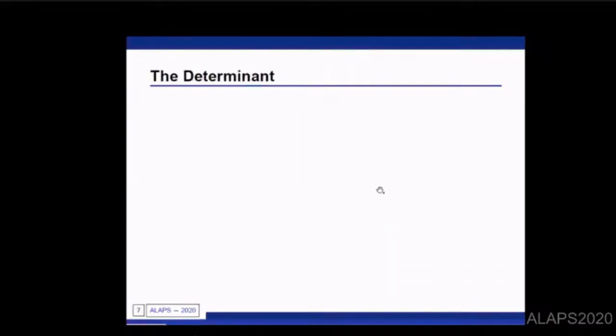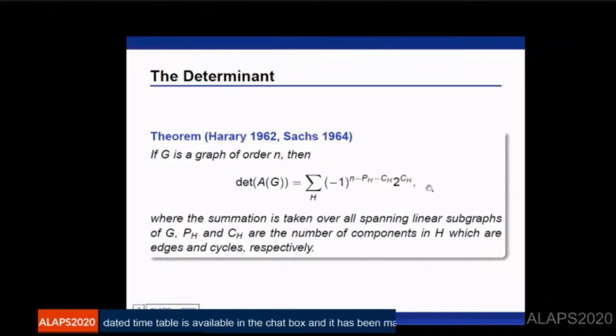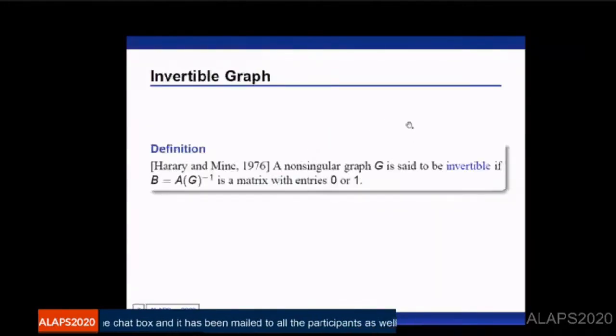Fine. Now, we talk about the determinant of the adjacency matrix. The determinant of the adjacency matrix was obtained independently by Harary in 1962 and Sachs in 1964. And they found this formula for the determinant of the graph, which is very popular and well known. And it comes in terms of the graph structure. Since we have non-singular graphs, whose adjacency matrices are non-singular, we know that non-singular matrices are invertible.